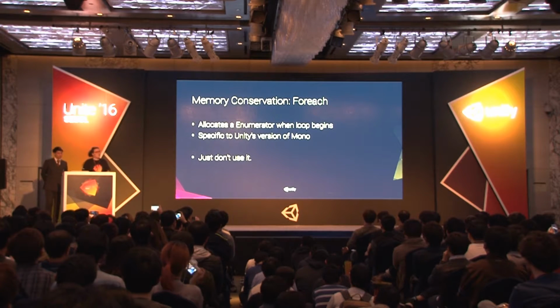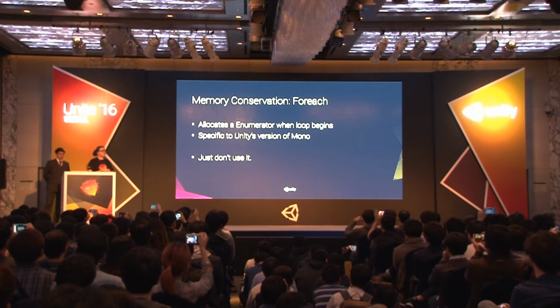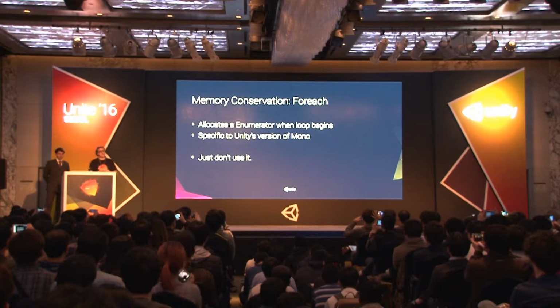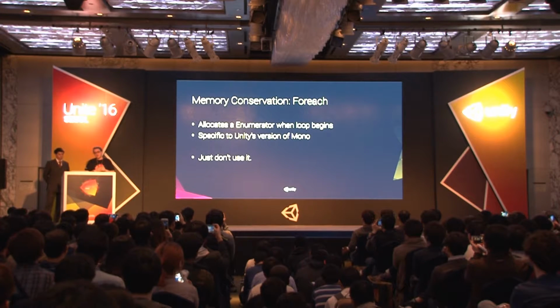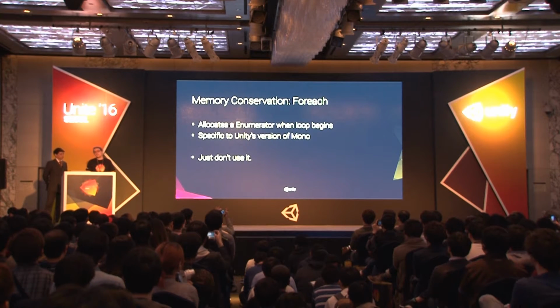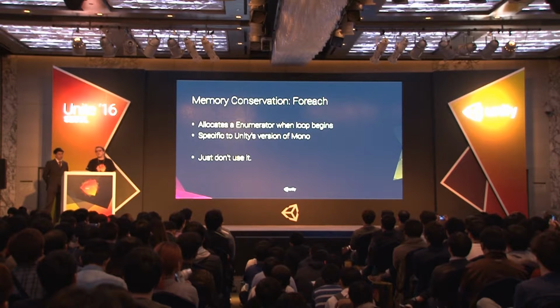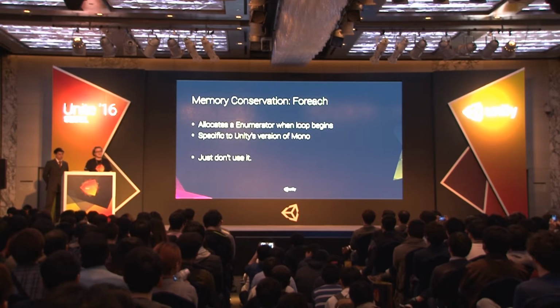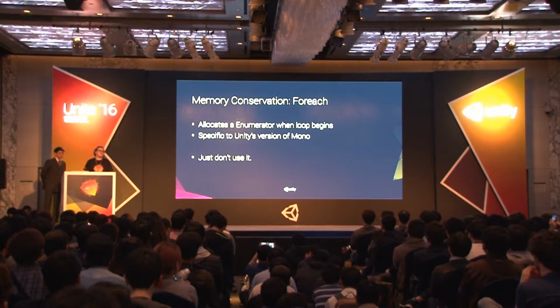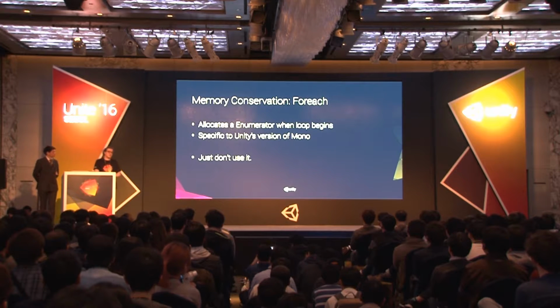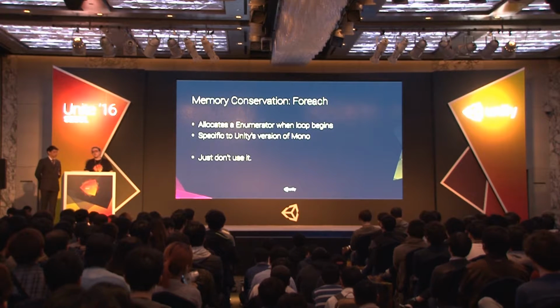The single most common runtime managed allocation that we see is for each loops. When the loop begins, a temporary enumerator object is allocated, and this is actually specific to Unity's version of Mono, and it happens on our IL2CPP as well.